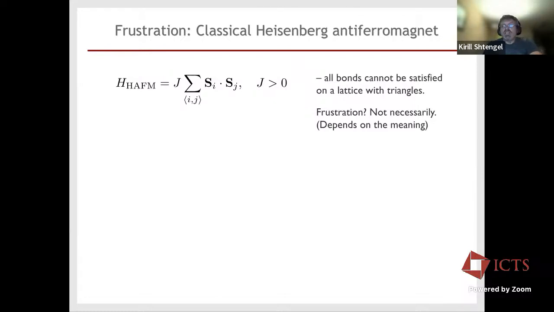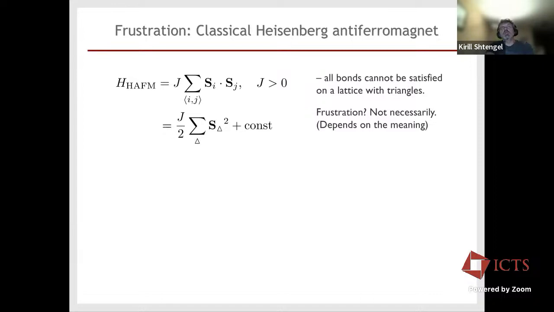As I mentioned, this is a frustrated Hamiltonian, or a frustrated lattice. And it's worth pausing for a second and thinking about what we actually mean by frustration. When people think about this, they often mention a Kagome, not necessarily Kagome, but Heisenberg antiferromagnet. And if you try to put this Hamiltonian on a lattice with triangles, you see that all bonds cannot be satisfied simultaneously. But whether or not you want to call it frustration kind of depends on your definition of this term.